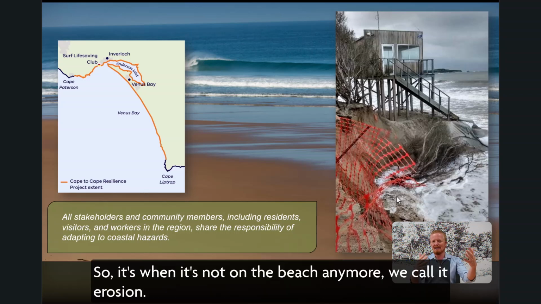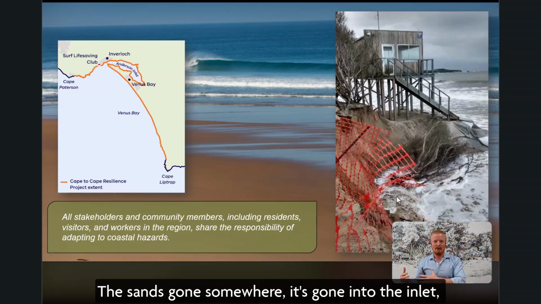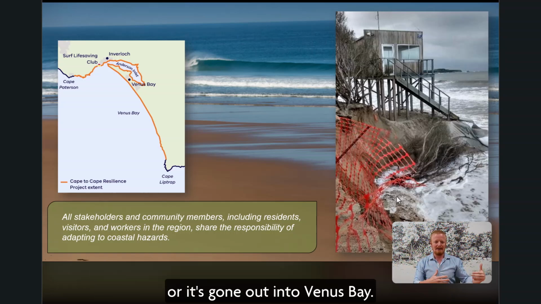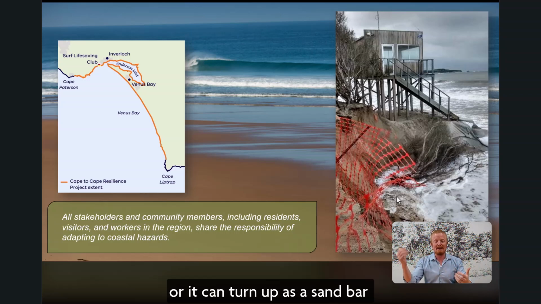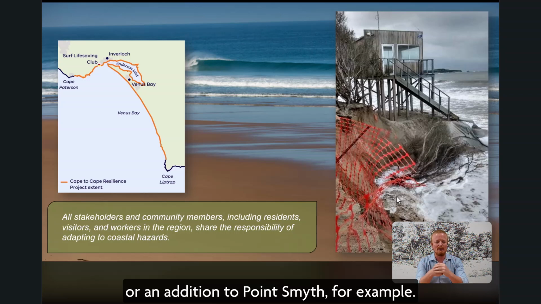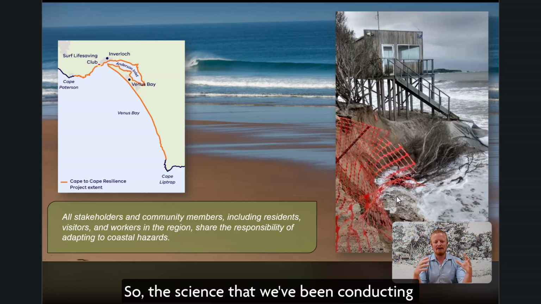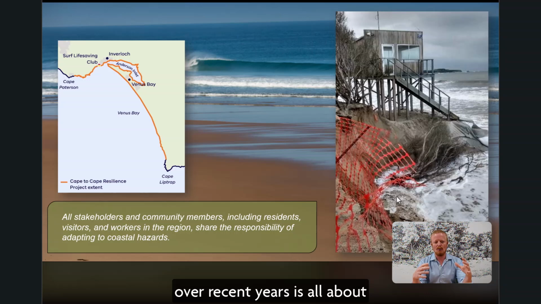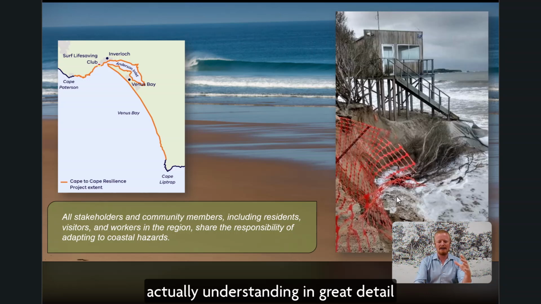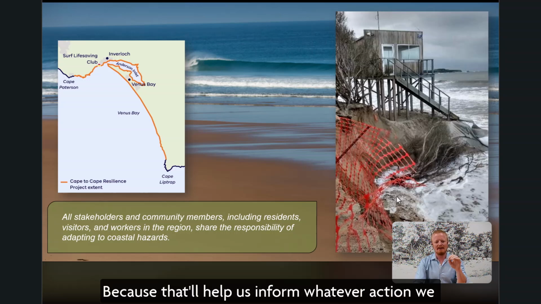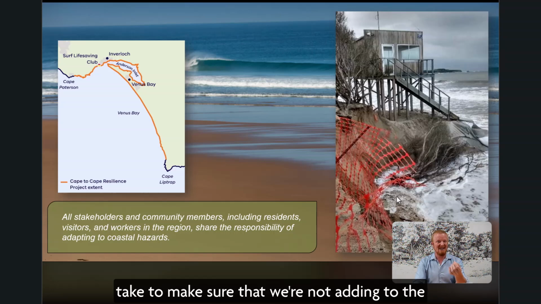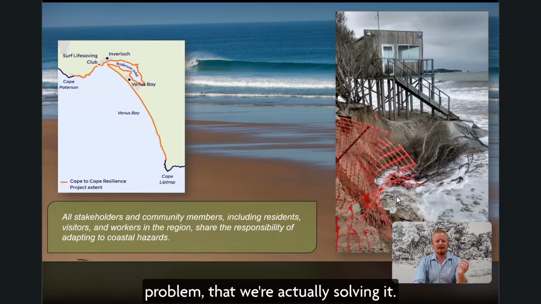So when it's not on the beach anymore, we call it erosion. The sand's gone somewhere. It's gone into the inlet, or it's gone out into Venus Bay, and over time it can come back again, or it can turn up as a sandbar or an addition to Point Smythe, for example. So the science that we've been conducting over recent years is all about understanding in great detail how that system behaves, and what some of the drivers are, because that'll help us inform whatever action we take to make sure that we're not adding to the problem, that we're actually solving it.